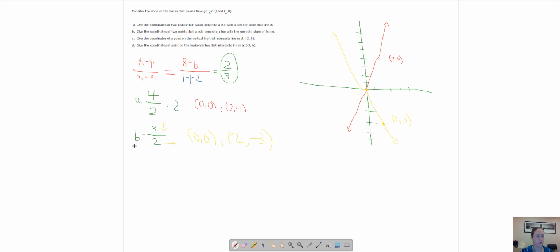Okay, so then for part C, it says give the coordinates of a point on the vertical line that intersects line M at -2 and 6. Okay, so for this one, you don't have to draw it. You can draw it if you want, if that helps you, but this is going to be just as easy without drawing it. So I'm going to erase my graph over here.